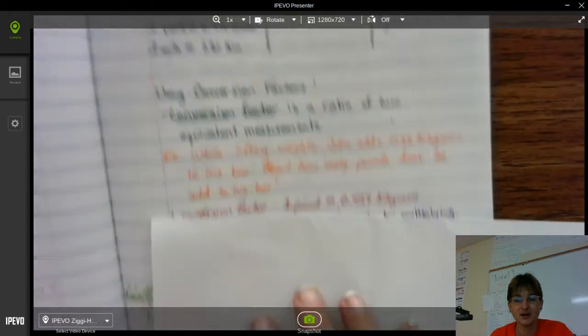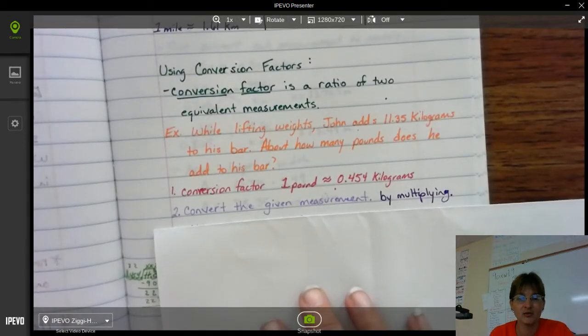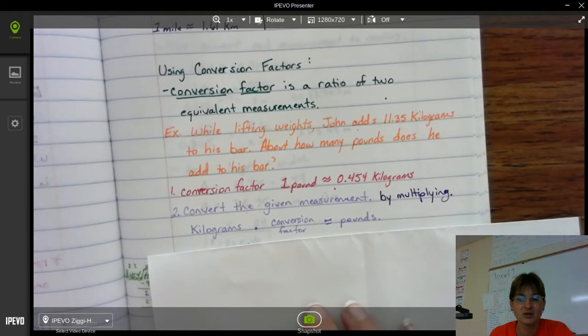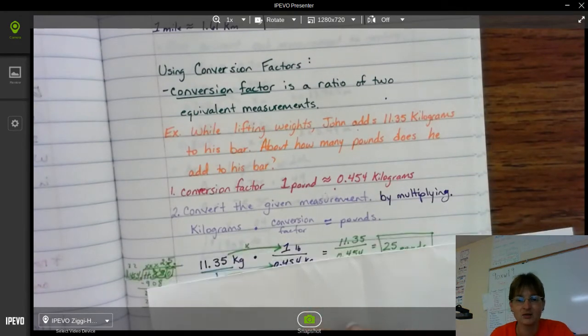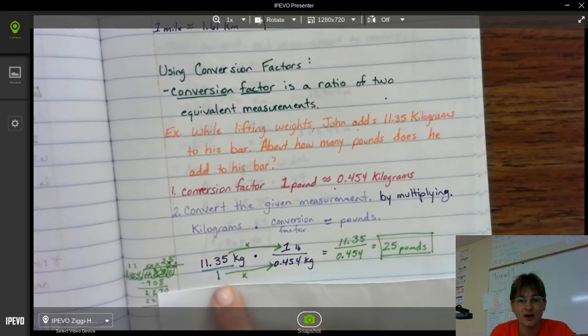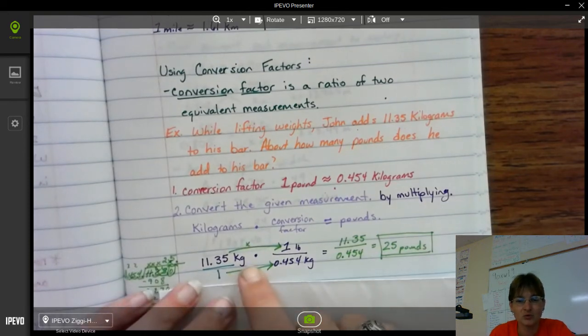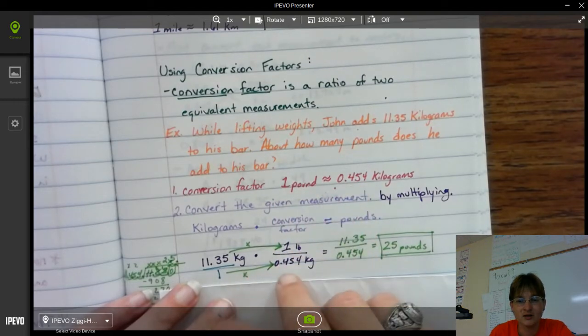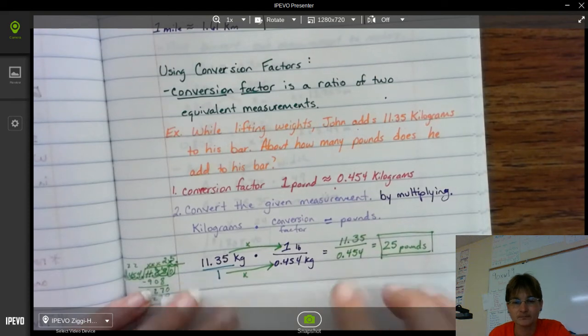When we set this up as a ratio, we should convert the given measurement by multiplying. So kilograms times the conversion factor is equal to the pounds. So when we're setting it up, we have our kilograms multiplied by the conversion factor, which is what we got here. It's our ratio. 1 pound is 0.45 kilograms. When you multiply straight across, you get 11.35 divided by 0.45, and that gives us 25 pounds.